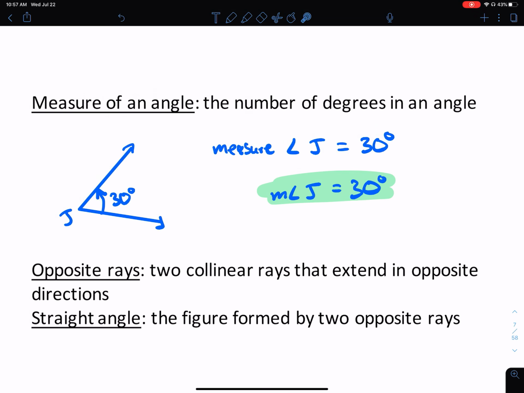Notice, once again, measures are equal. If I say the measure of a segment, it means the length of the segment. If I say the measure of an angle, it means how far open this angle is. It's 30 degrees.